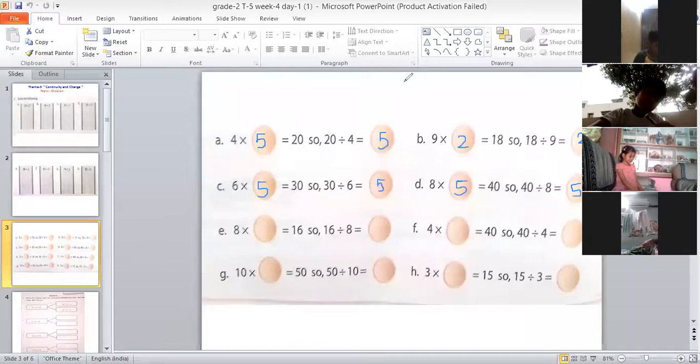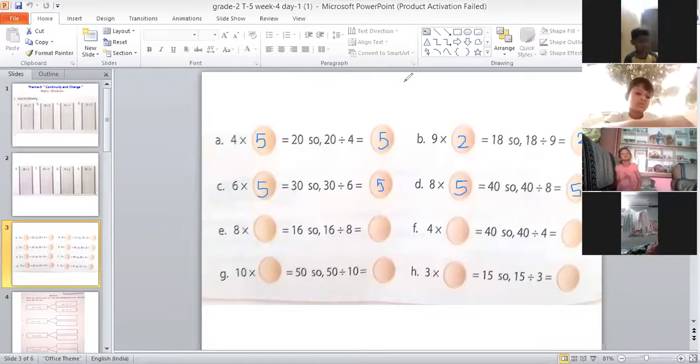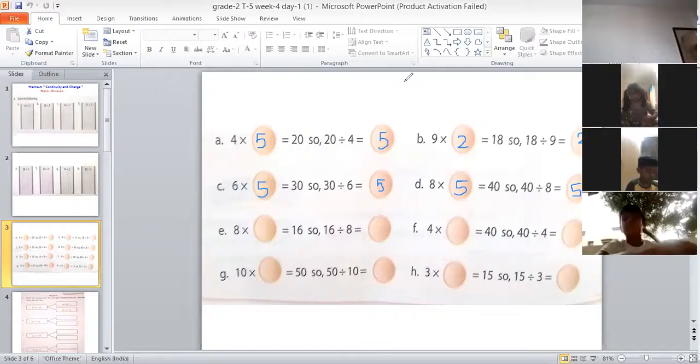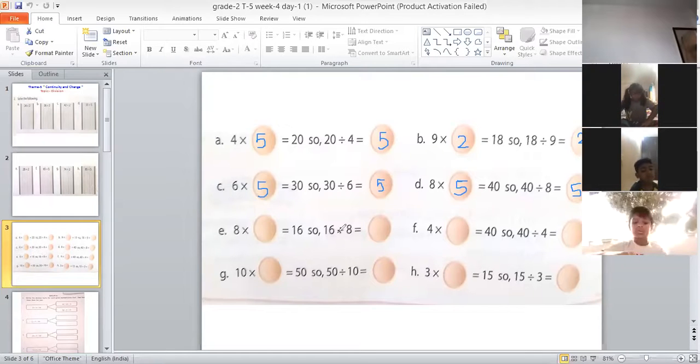AVK Ganesh, please unmute yourself and read bit E. Yes, ma'am. Next question, bit E. 8 multiplied by dash is equal to 16. So tell me, we should multiply 8 by which number to get 16? Recall the 8 table.